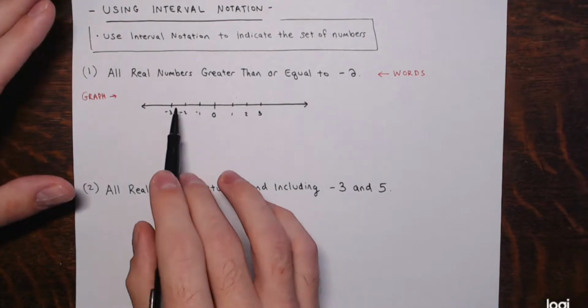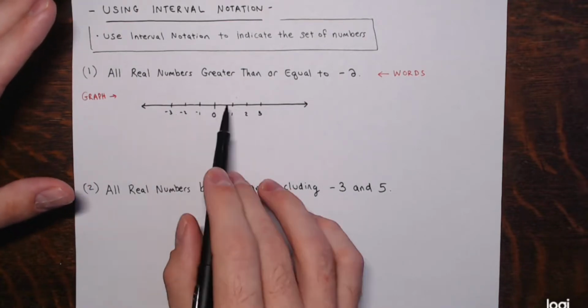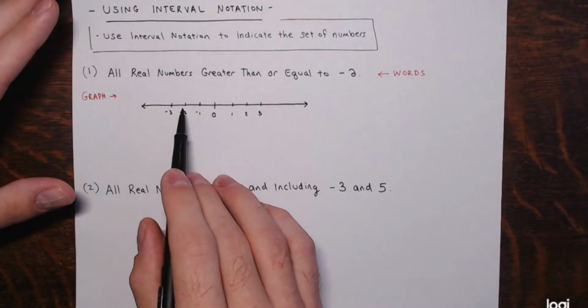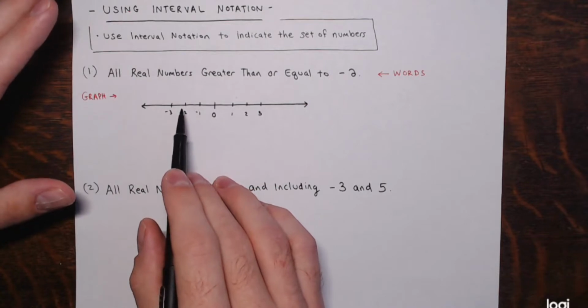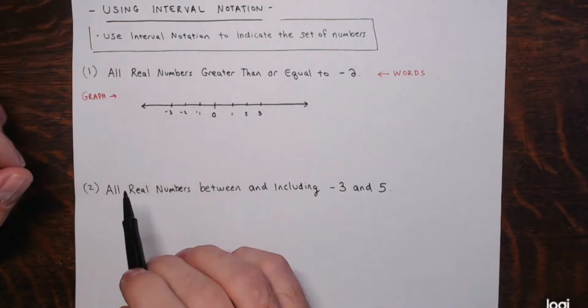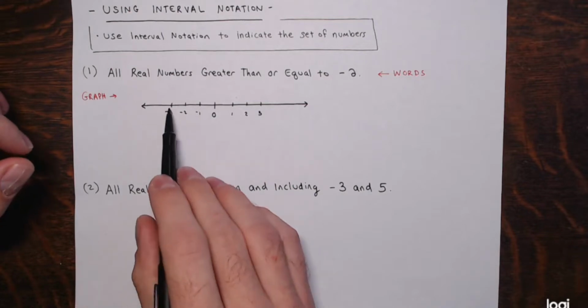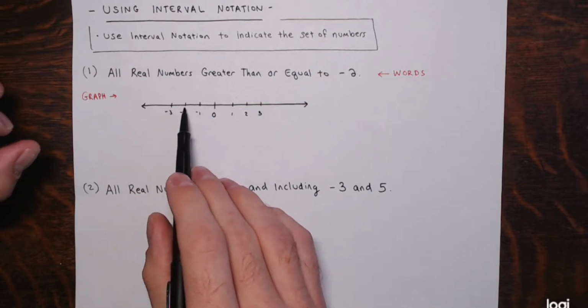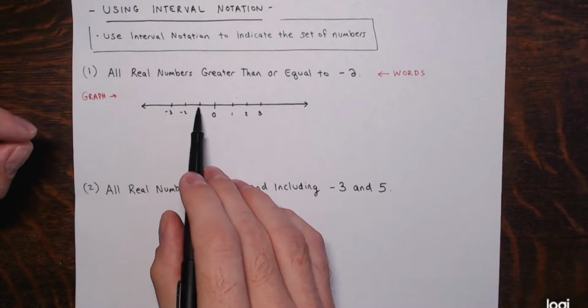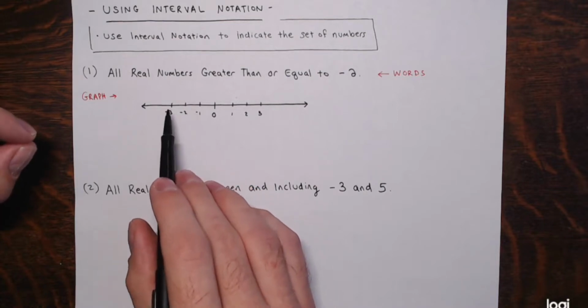And if one number is to the left of another number, the number on the left is considered smaller, and the number on the right is considered greater. Right? So -3 would be considered less than -2. -1 would be considered greater than -3. Right?